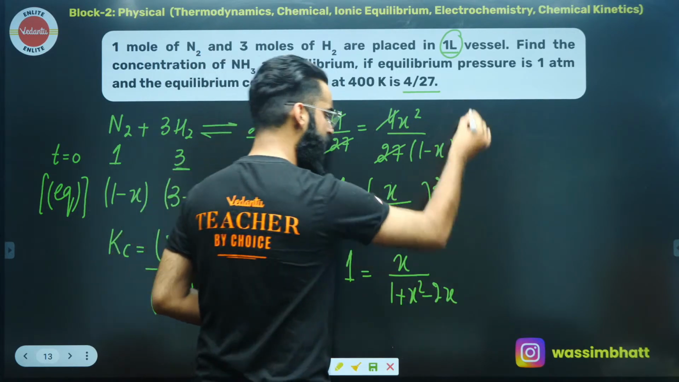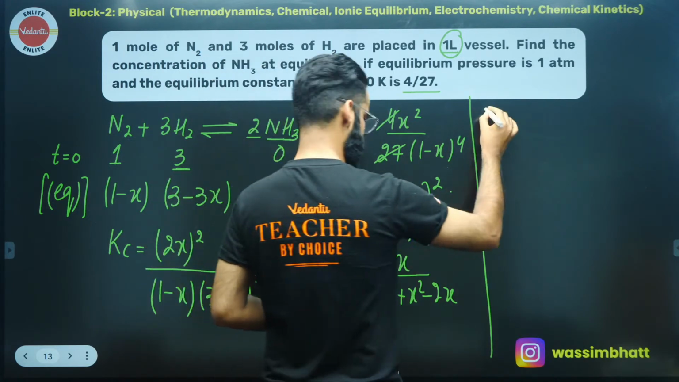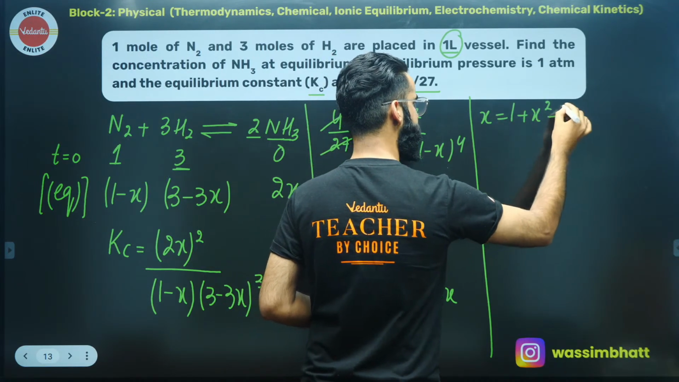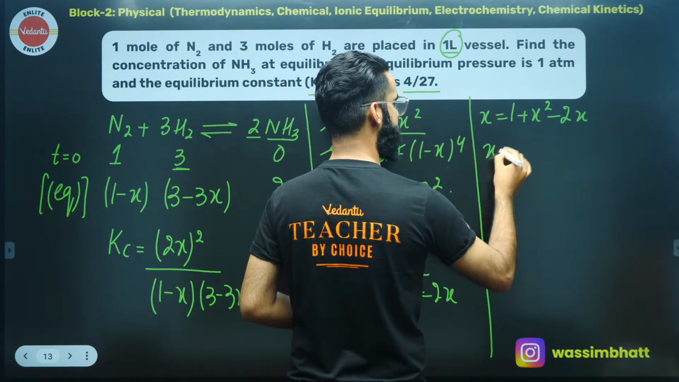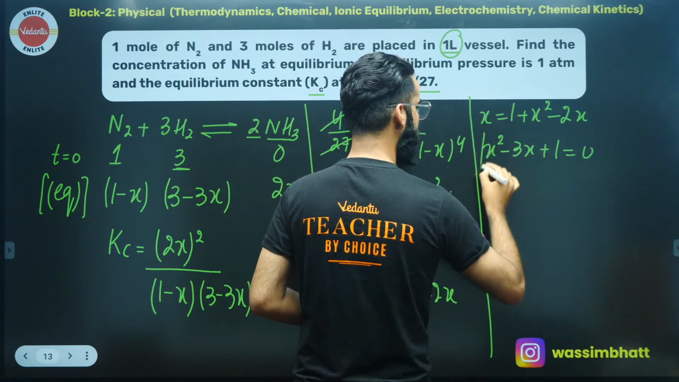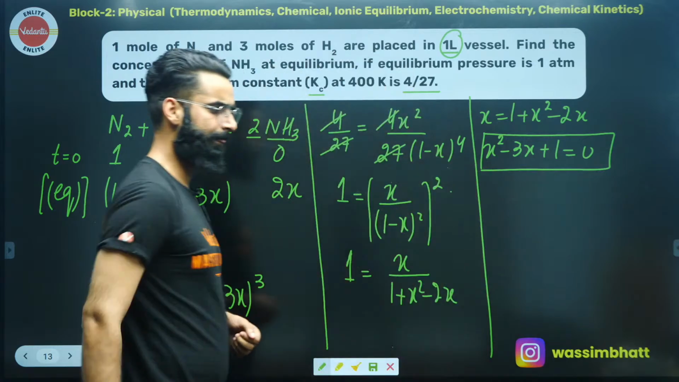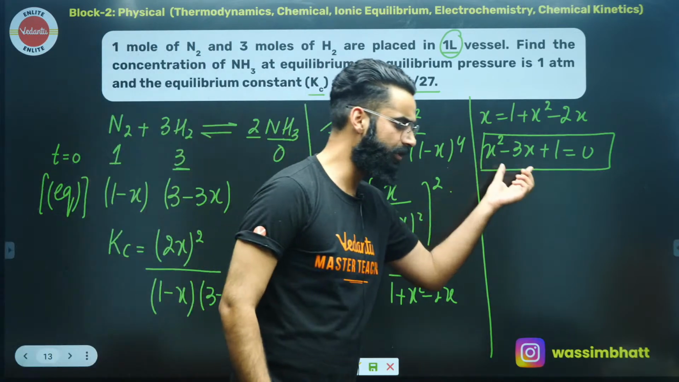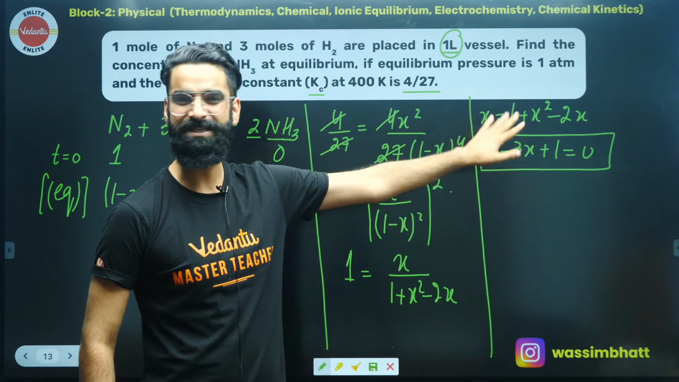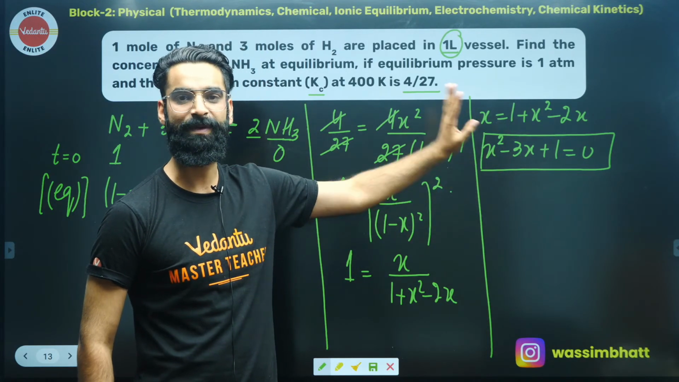Perfect. So from here, you got one quadratic equation. So this is going to be x is equal to 1 plus x square minus 2x. So you got the quadratic equation like this. This is x square minus 3x plus 1 is equal to 0. Well, this is the equation which you got. After getting this quadratic, I'm sure you guys know how to solve the quadratic, right? x is equal to minus b plus minus root b square minus 4ac divided by 2a. From there, you'll be getting the value of x.